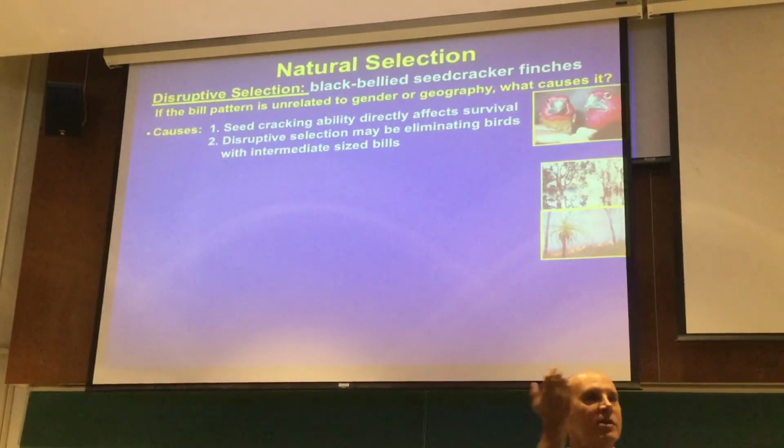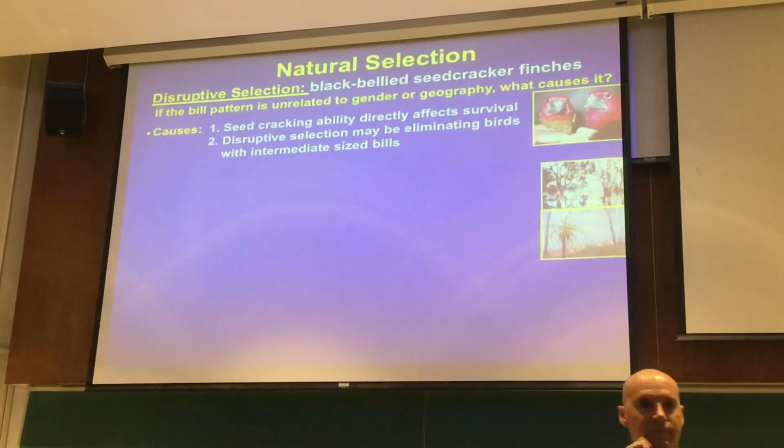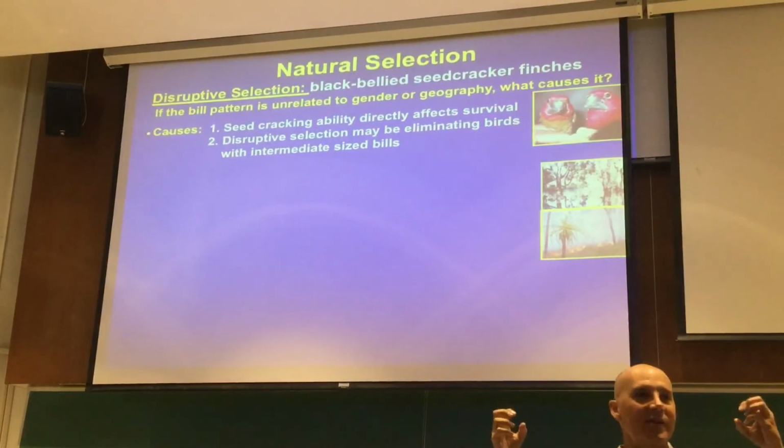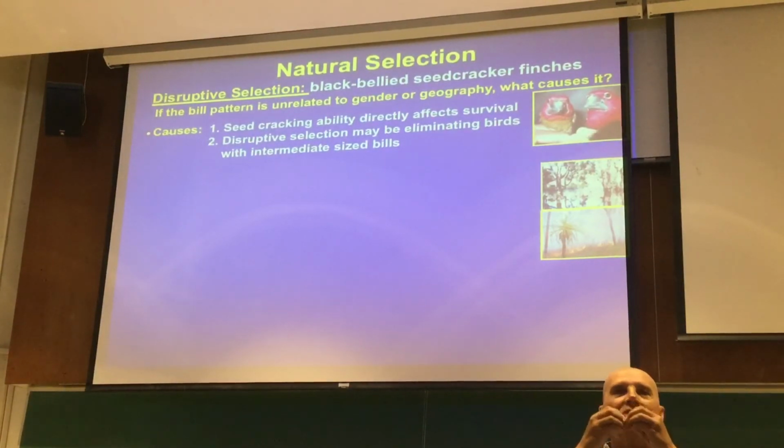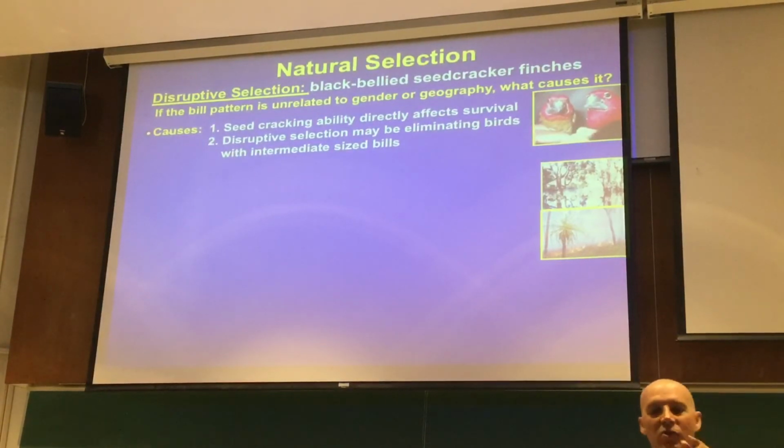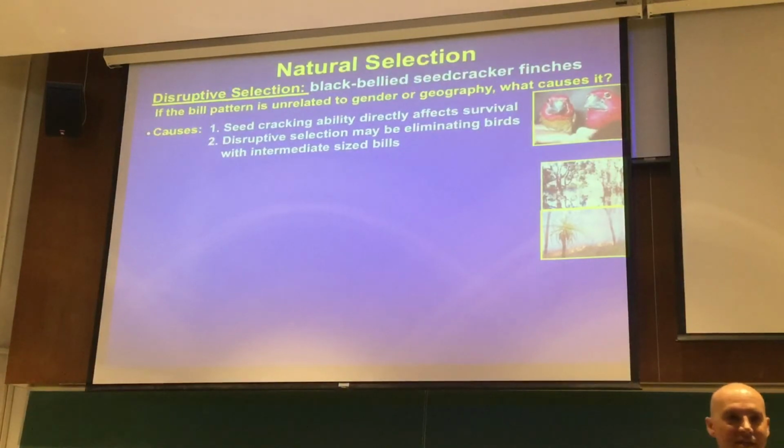Well, why not just be an intermediate-sized bill and eat them both? Because you can't eat either very well. Because you stink at them both. It's such an extreme dichotomy that if you're in the middle, you don't do a good job of either. So basically, being intermediate is no different than being big in the wet season, and being intermediate is no different than being small in the dry season.